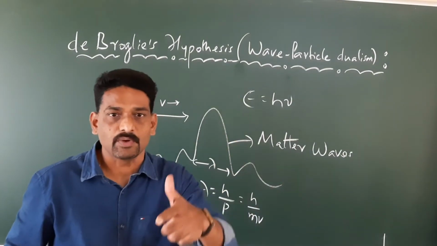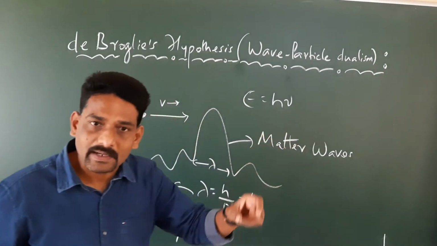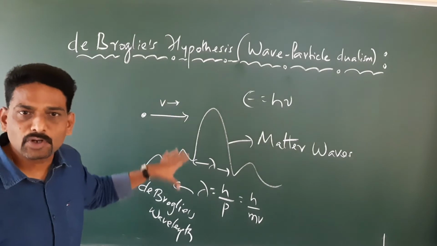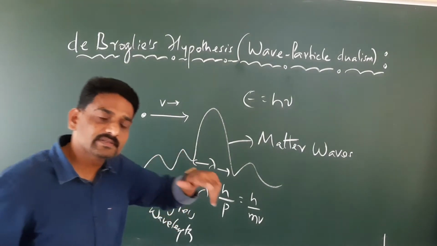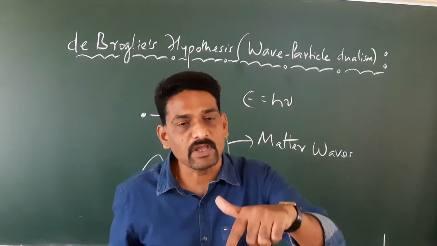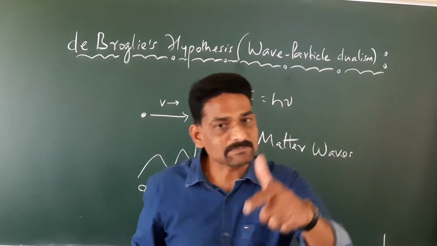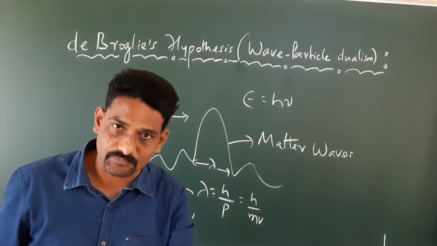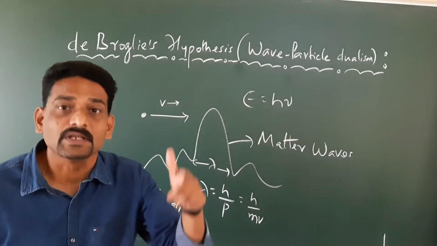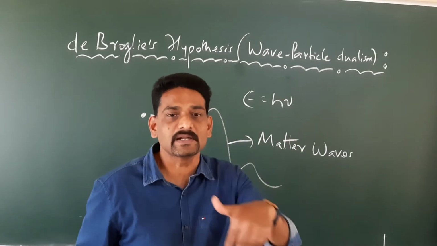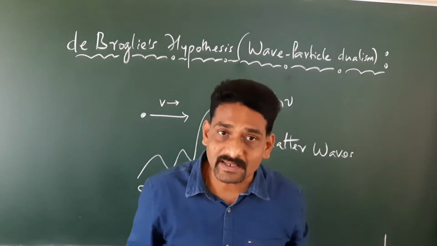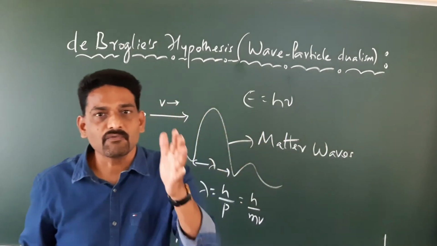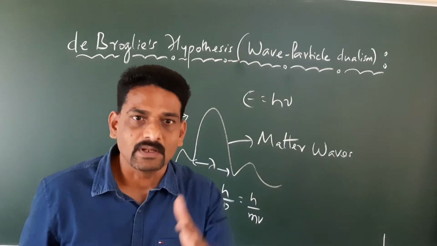Particle behaving like a wave. What is an example? What is the first example? The de Broglie hypothesis. What is the example for a wave behaving like a particle? Experiments like the Compton scattering experiment and the photoelectric effect, because in those experiments we explained those phenomena by considering light as made up of particles. So it is very clear that there is wave-particle dualism.